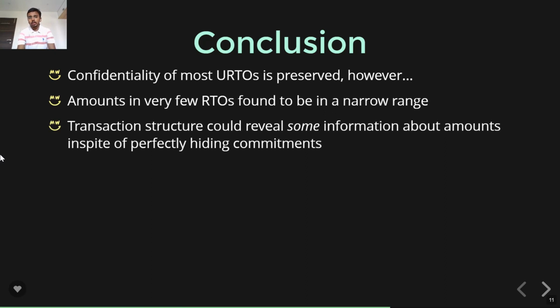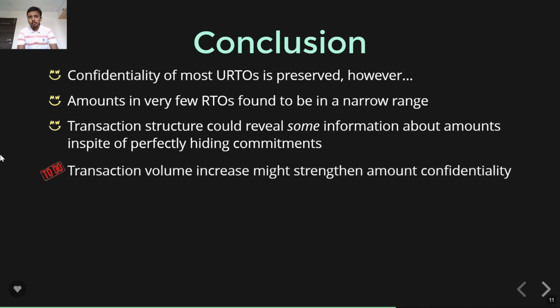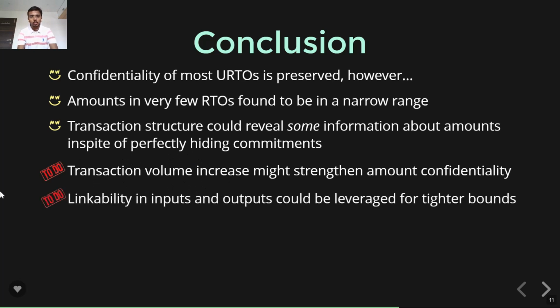So as I had explained earlier, the question we are trying to answer here is, can the transaction structure itself reveal some information about the amounts in spite of perfectly hiding commitments? So we expect this flow ratio for most of the URTOs to push towards 1 as the transaction volume increases. Currently the transaction volume is small for Grin because of its lesser popularity. Further, linkability in inputs and outputs could be leveraged for tighter bounds. So if I could find the distinction between transactions, then the upper bounds could be even tighter.